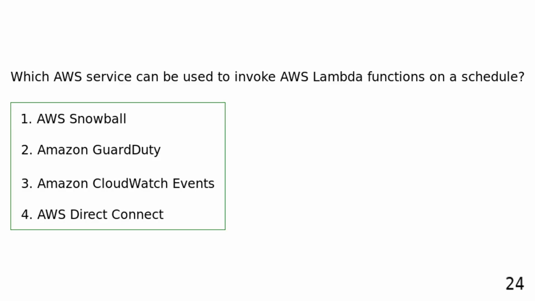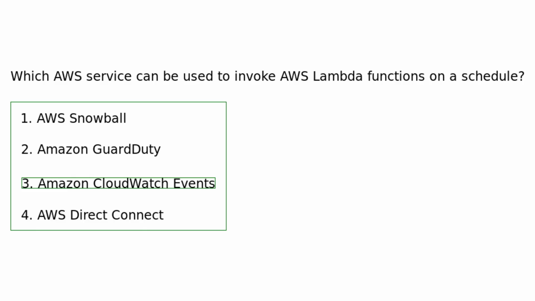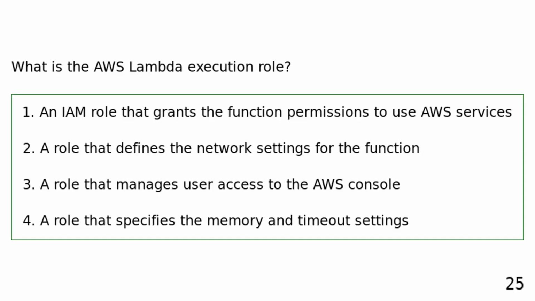Which AWS service can be used to invoke AWS Lambda functions on a schedule? AWS Snowball. Amazon GuardDuty. Amazon CloudWatch Events. AWS Direct Connect. Amazon CloudWatch Events can be used to invoke AWS Lambda functions based on a schedule you define, similar to a cron job.